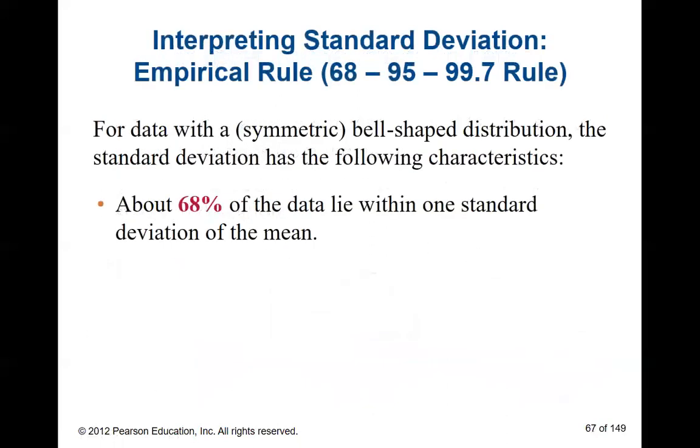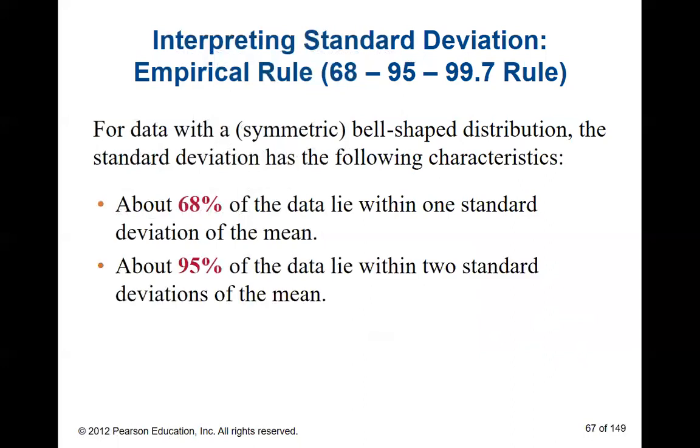Now, here are those percentages I've mentioned that will help us interpret this. As long as we have a symmetric or bell-shaped distribution, these are the characteristics that you will have. About 68% of the data will be within 1 standard deviation of the mean. So if I know the mean, and I block off 1 standard deviation above and 1 standard deviation below, I would have 68% of the data there.